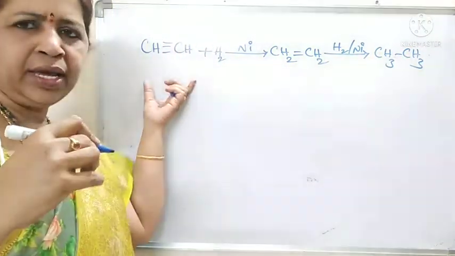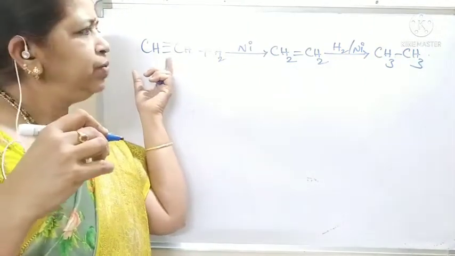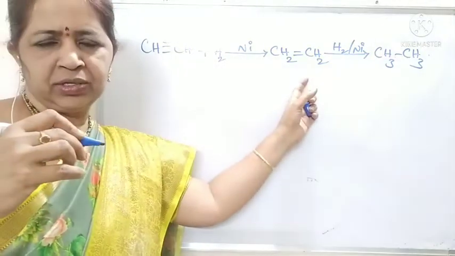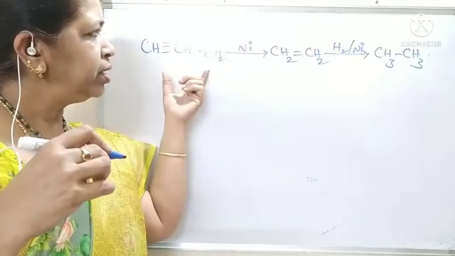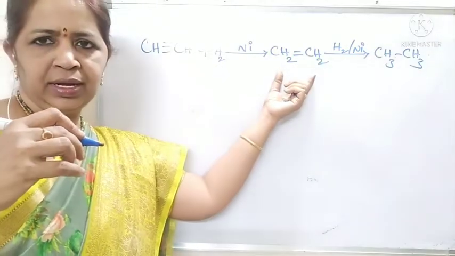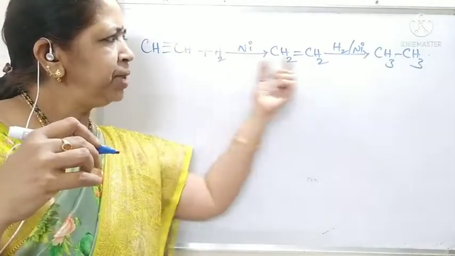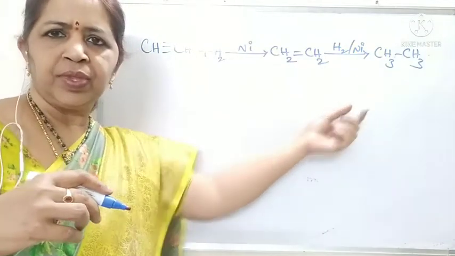So, by taking alkynes also, we can get the alkanes by continuous hydrogenation, complete hydrogenation. Okay. On controlled hydrogenation, we get double bonded compounds, that is the alkenes, but on complete hydrogenation, we get alkanes. Okay, students.